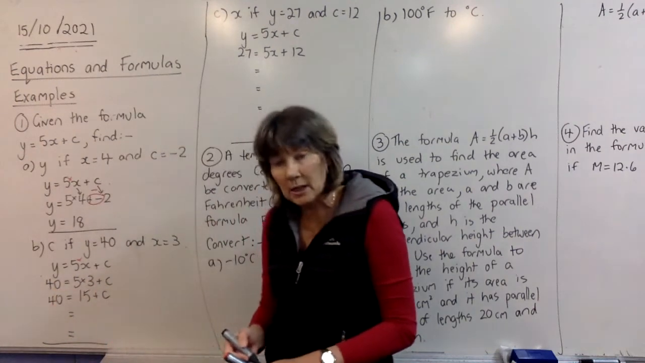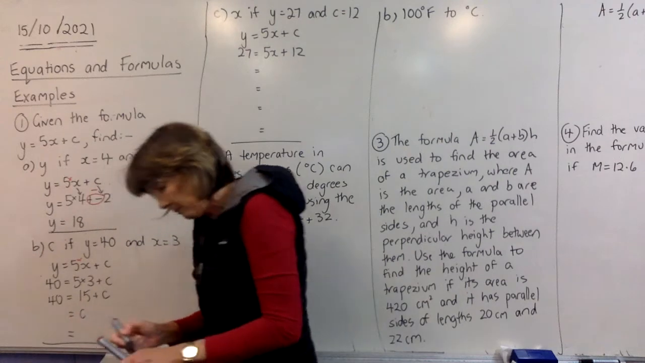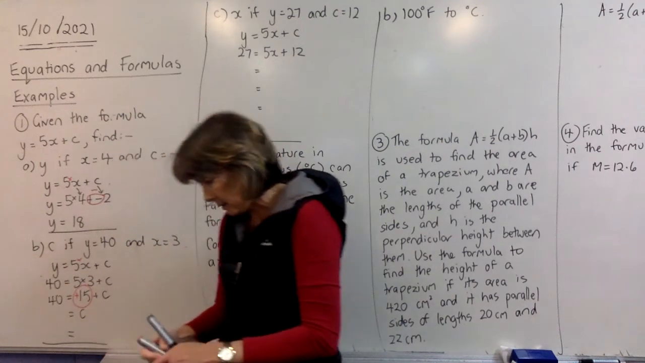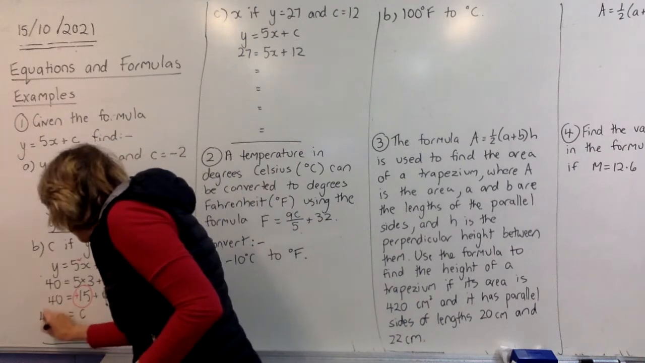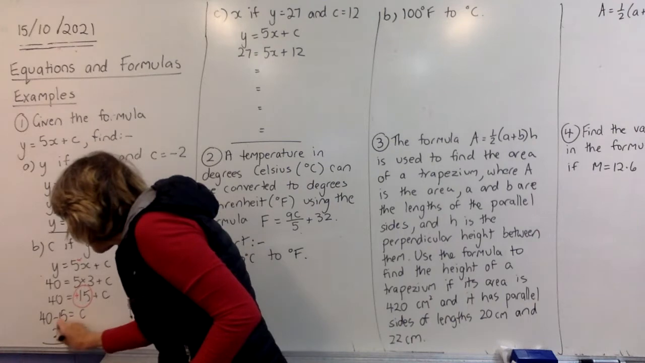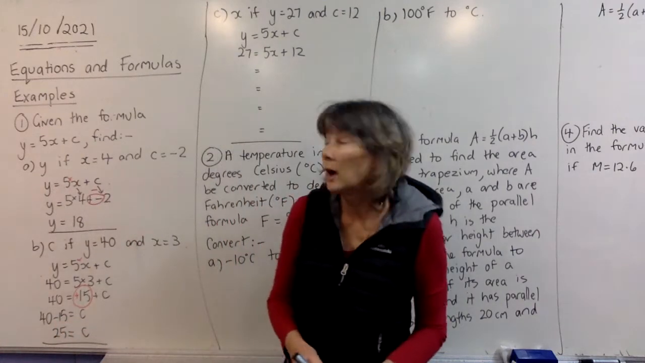And then we're getting c by itself like we normally do. So we need to get rid of this plus 15 here. And we come over to the other side and do the opposite, which is minus 15. And if you work that out, you'll get c equals 25.